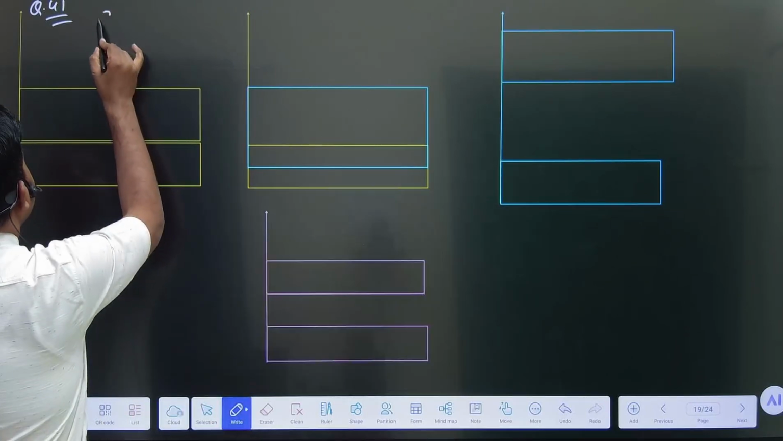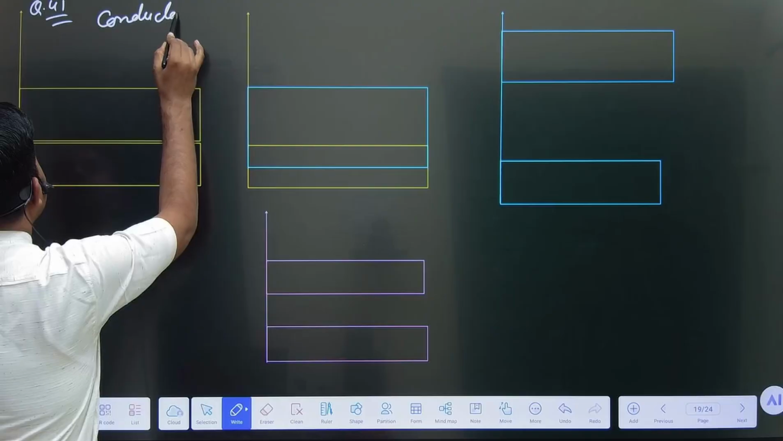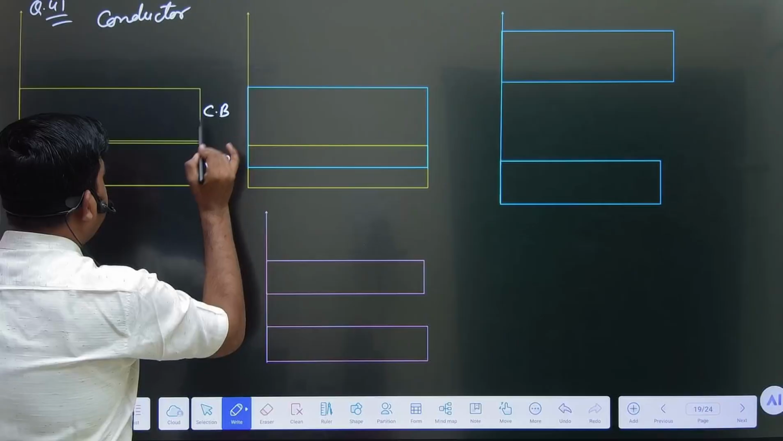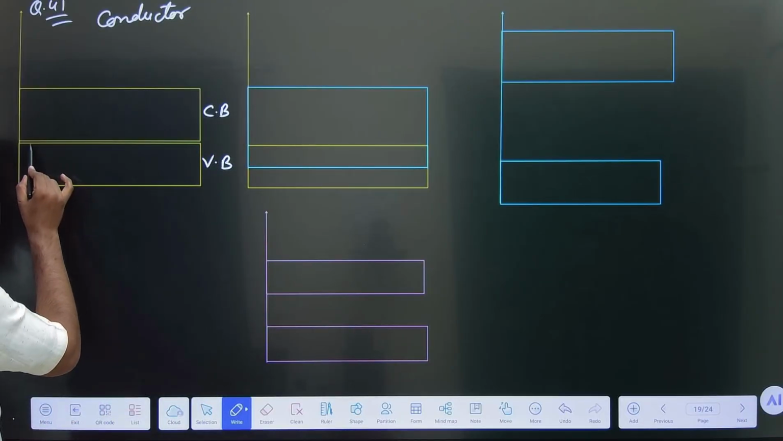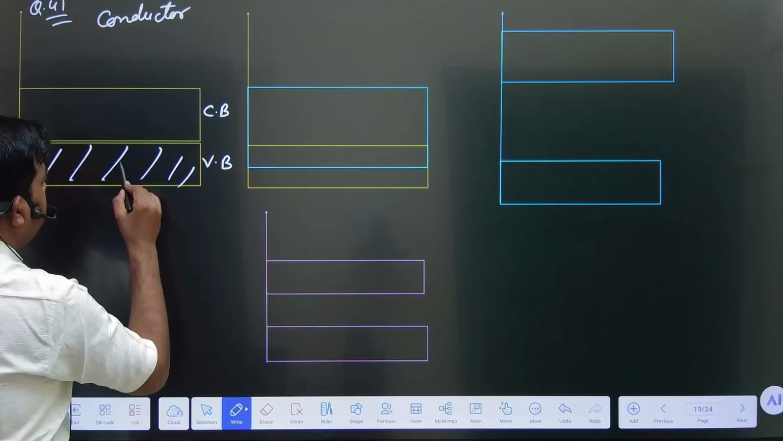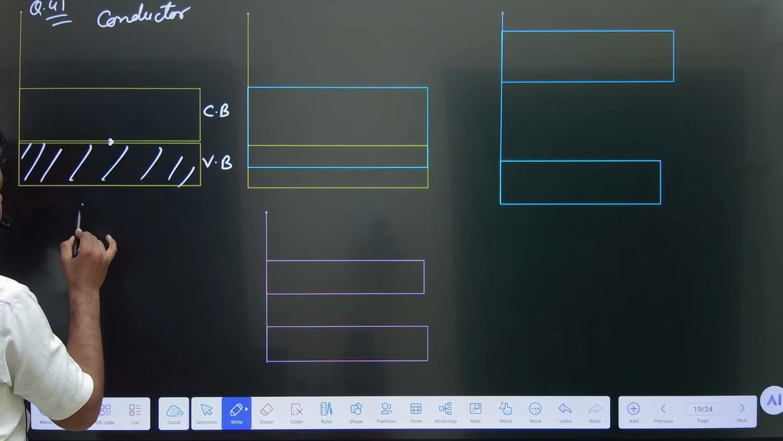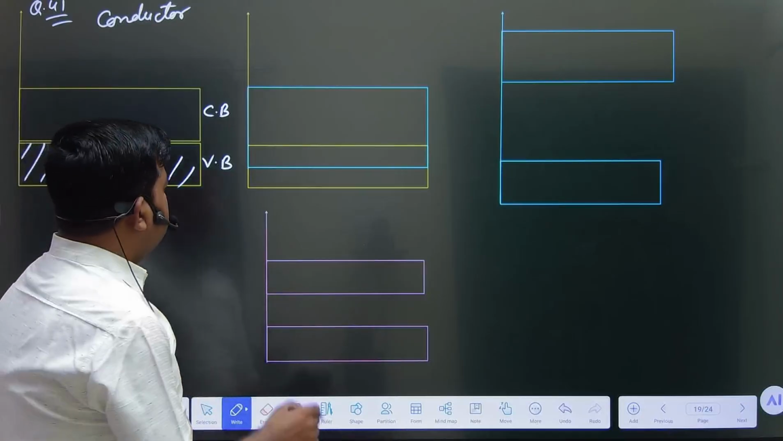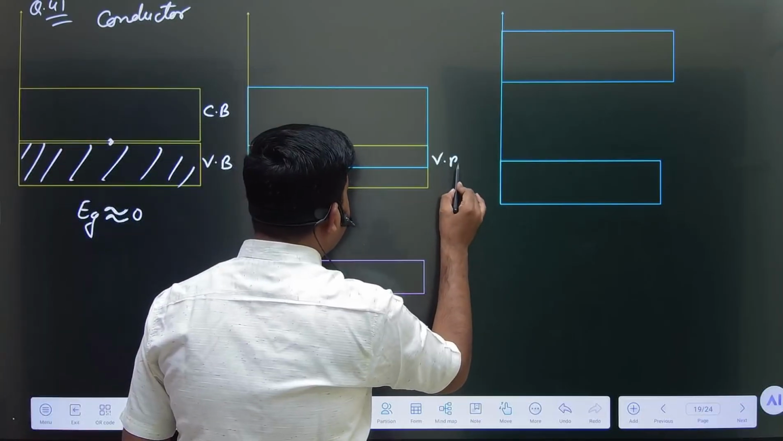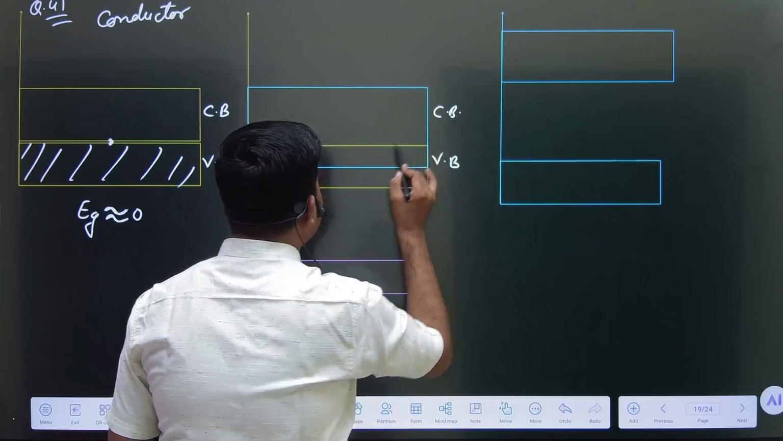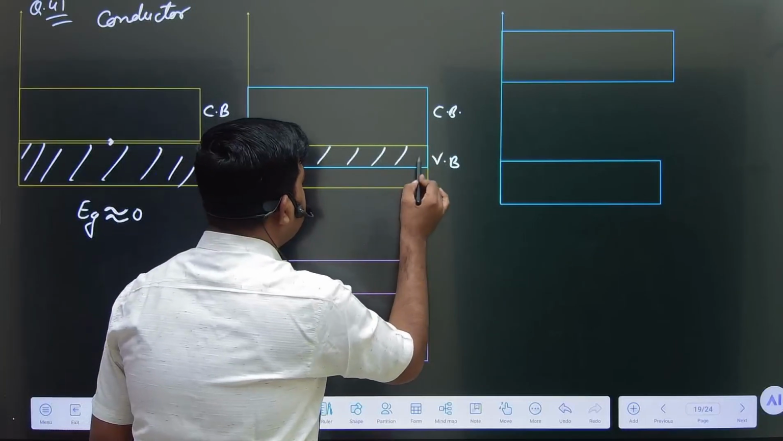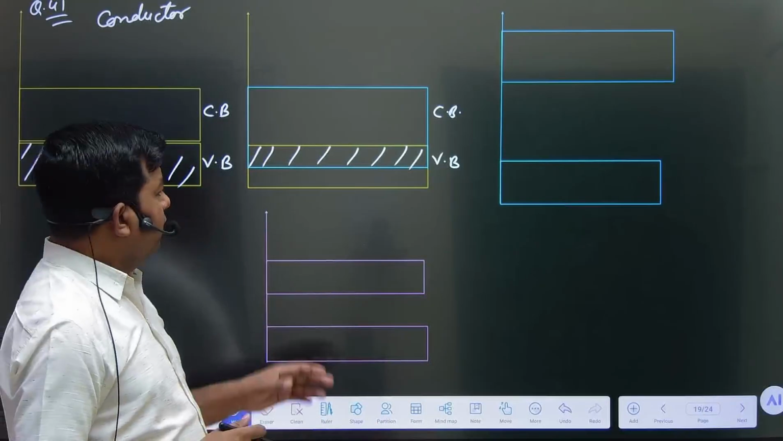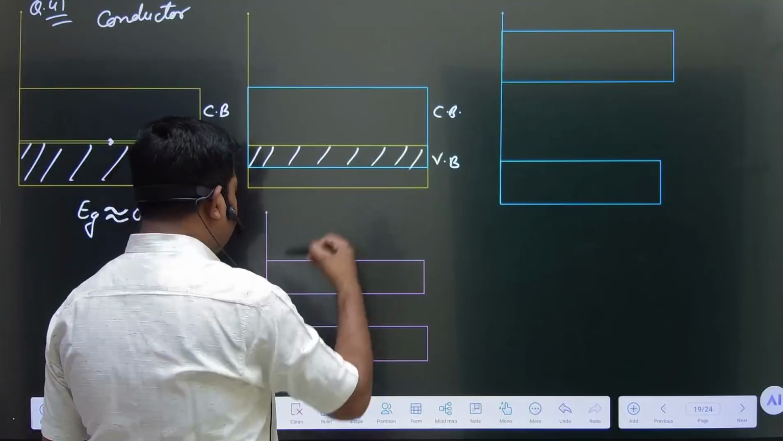First one is for conductor. In a conductor there are two conditions. This is the valence band, and this one is the conduction band. In a conductor, the valence band is fully filled with electrons and the conduction band is empty, while the forbidden energy gap between valence band and conduction band is very small, nearly 0 electron volt. Or we can say that some part of the valence band overlaps with the conduction band and they form a new band called the overlapping band. So the forbidden energy gap is very low, and electrons easily jump from the valence band to the conduction band.